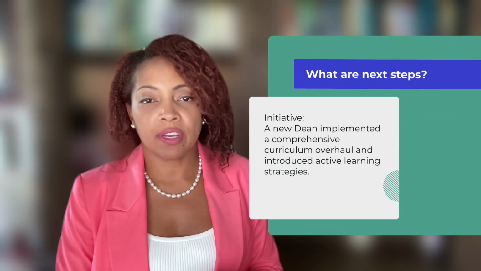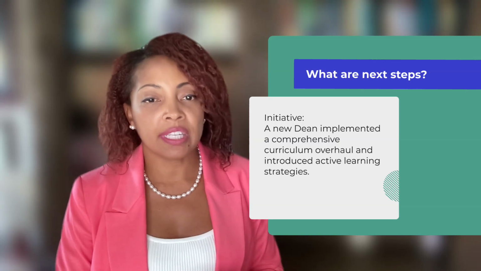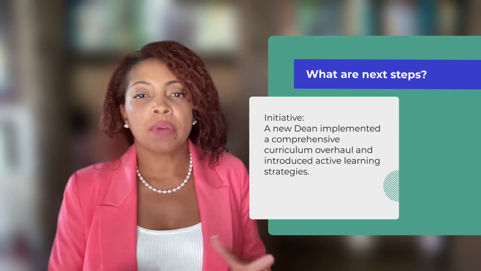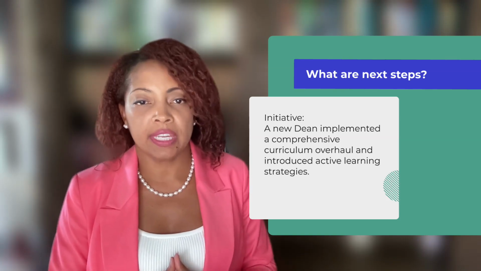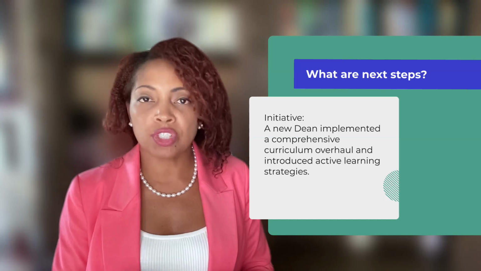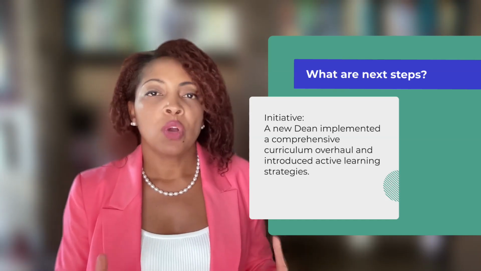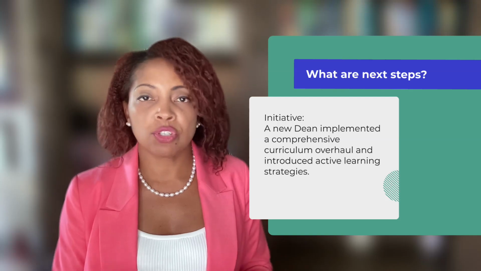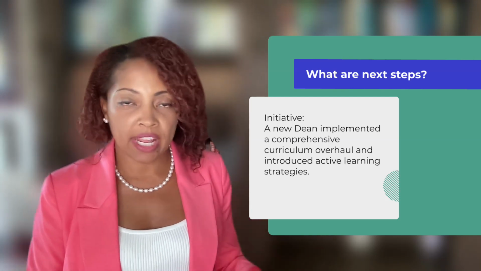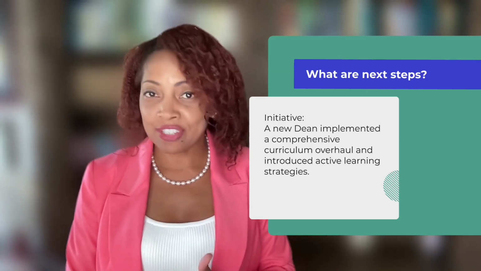Well, in this scenario, a new dean implemented a comprehensive curriculum overhaul and introduced active learning strategies. Now, I want you to think about who else should be at the table with this dean. What data should be collected in order to decide which component of the curriculum needs to change? And then third of all, what are those key steps to making sure that we are identifying what active learning strategies should be introduced? We know that things change over time, right?